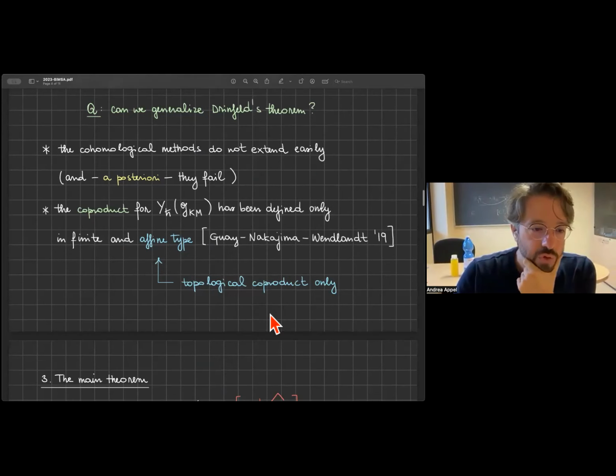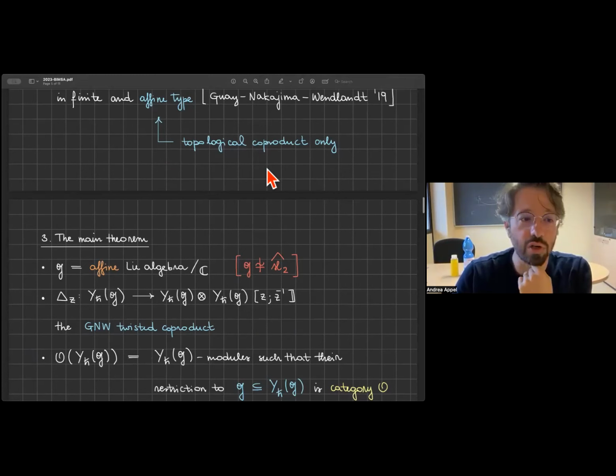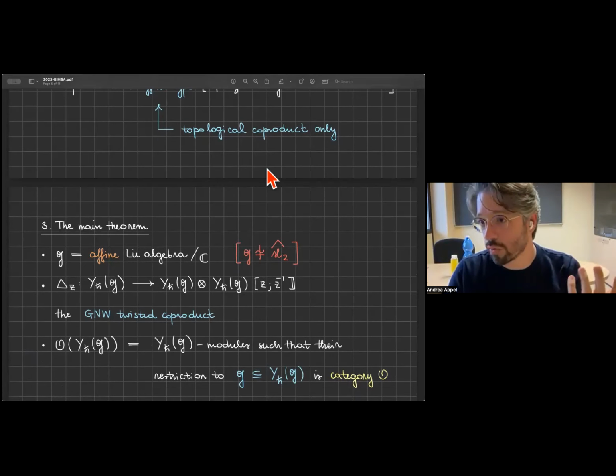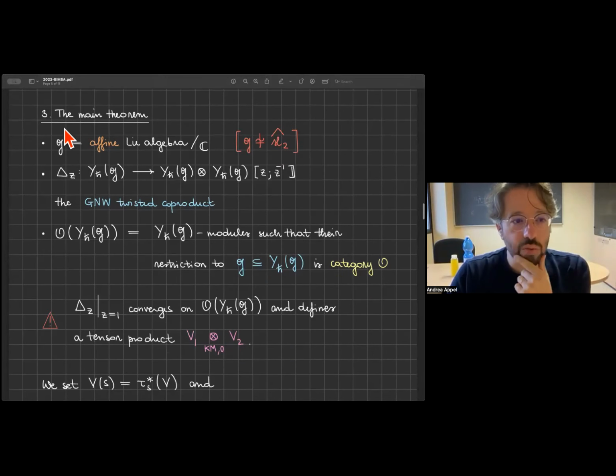Okay, so how do we deal with the fact that now the coproduct is topological, and so what do we want to show? What do we want to prove? So our setting will be the following. We consider G an affine complex algebra.